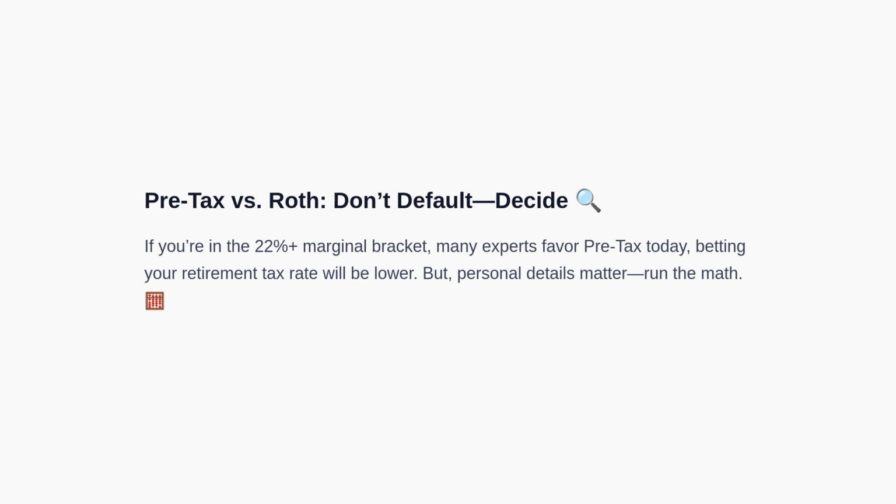This section emphasizes not defaulting to Roth. If your current marginal tax bracket is 22% or higher, many experts tend to prefer pre-tax contributions because the immediate tax deduction often provides a stronger compounding base, and the expectation is that your effective tax rate in retirement may be lower. Nevertheless, this decision is personal and requires analysis of your income trajectory, expected retirement income sources, and tax regime.